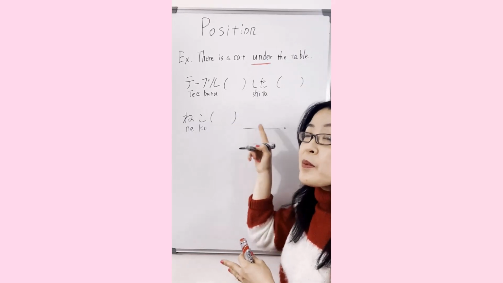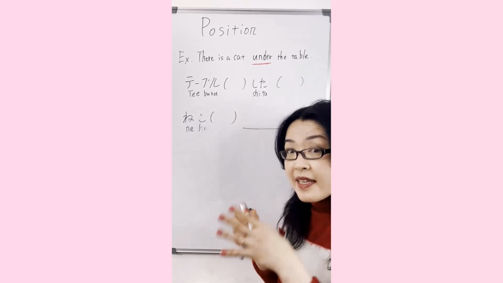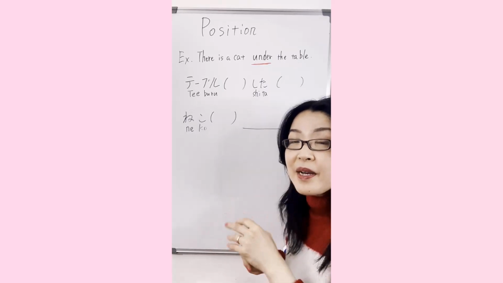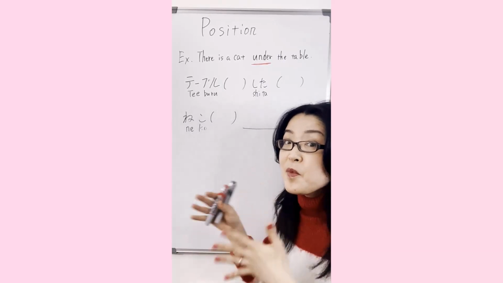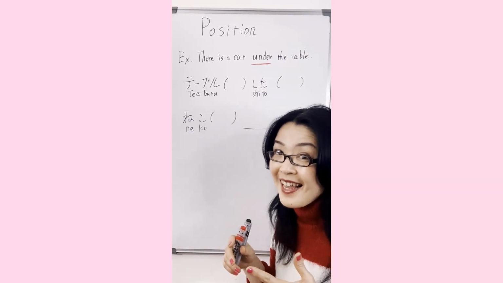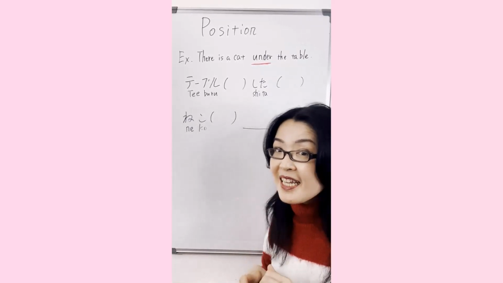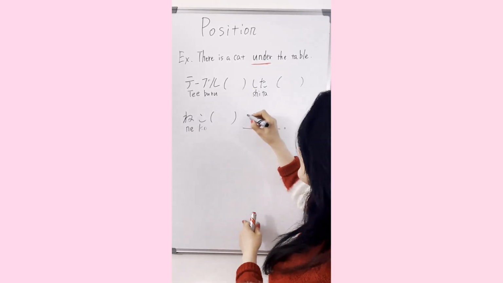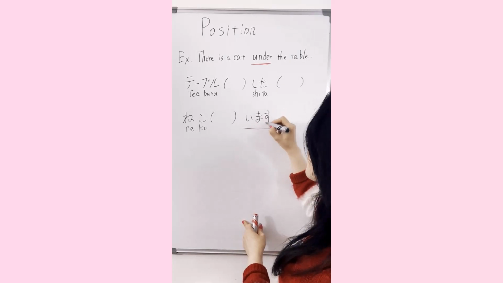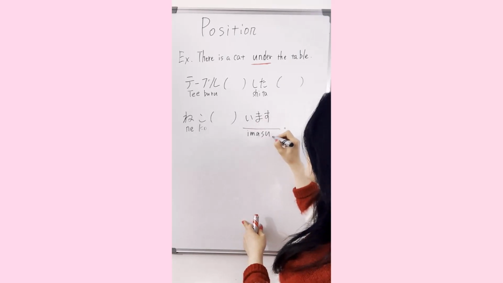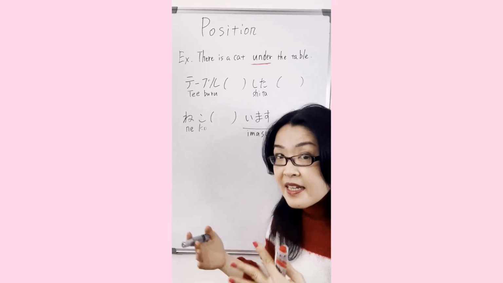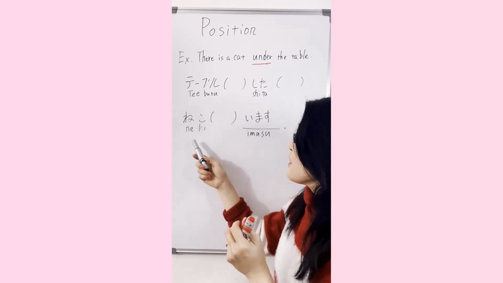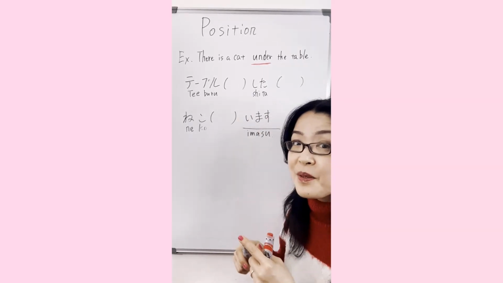This verb means there is or there are or exist. Yes, but it is not arimasu because arimasu is for non-animated, non-moving, non-living things. Okay, but neko is very lively. So, neko imasu. Imasu is a verb. It means exist or there is, there are. So some creatures exist. Okay, so neko imasu.